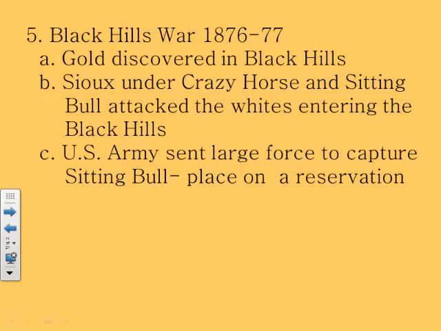Well, this led to another conflict. Obviously, gold was discovered in the Black Hills in the 1870s, and the white settlers wanted to get in there and mine for this gold, and obviously this was a violation of the Fort Laramie Treaty. So the Sioux under Crazy Horse and Sitting Bull attacked whites that were trying to enter the Black Hills. And as a result, the United States, under President Ulysses S. Grant, sent a force out there to capture Sitting Bull and Crazy Horse and place them on a reservation. They believed that if they captured the leaders of the Sioux, the rest of the Sioux would follow.